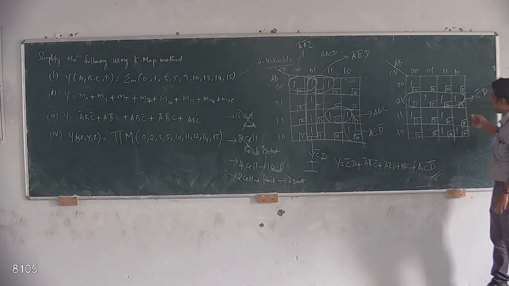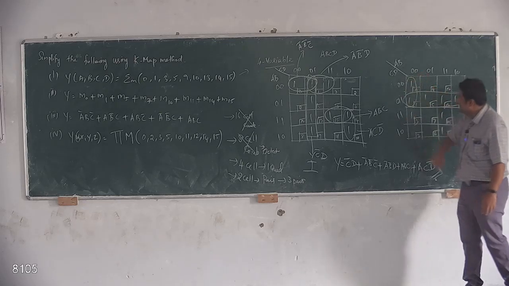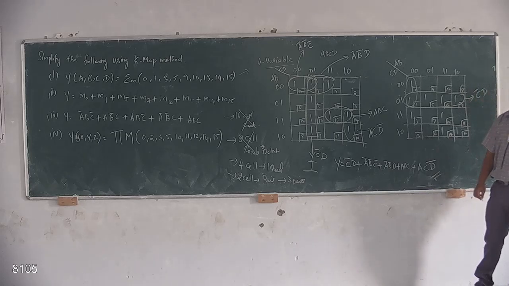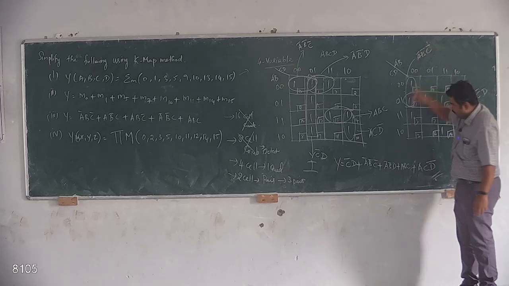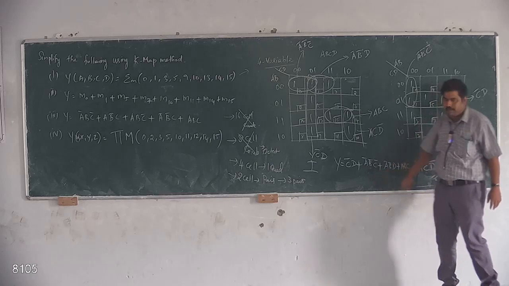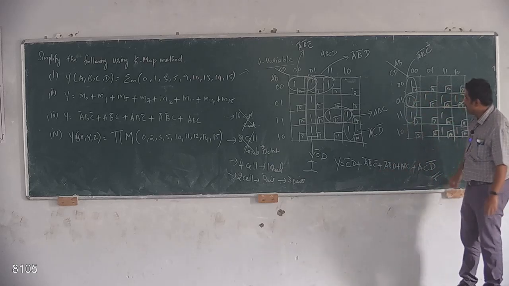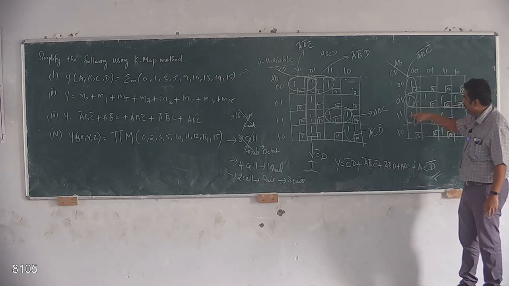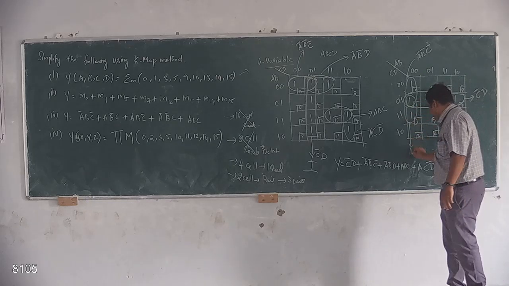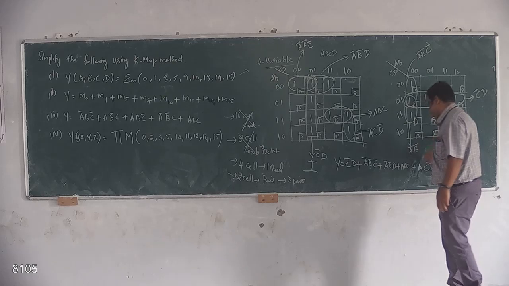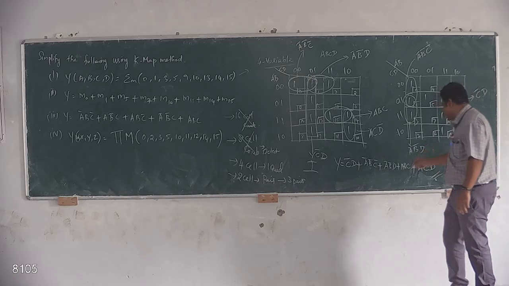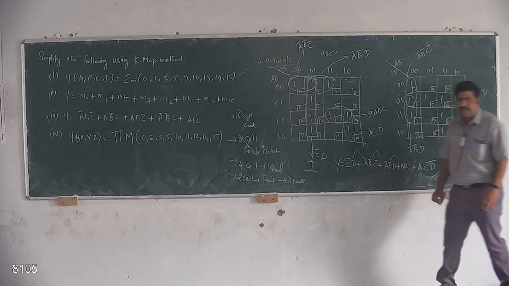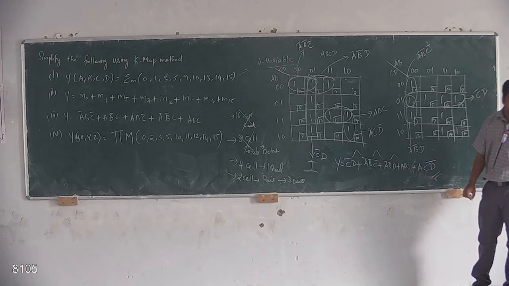Next thing is this combination. What is the answer for this? A bar, B bar, C bar. Already it is present here. A bar, B bar, C bar. Okay, next, these two. What is the answer? A bar, B bar, C. A bar, B bar, D. So this is also present. Both are the same. Is it clear? I am proving that both are the same.